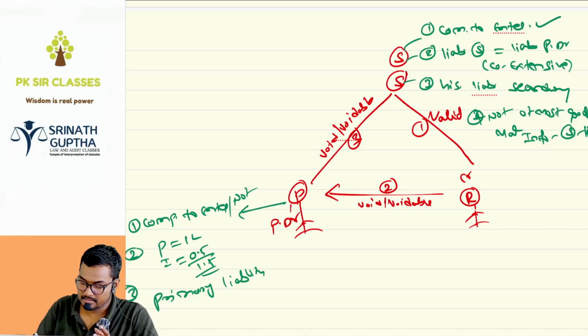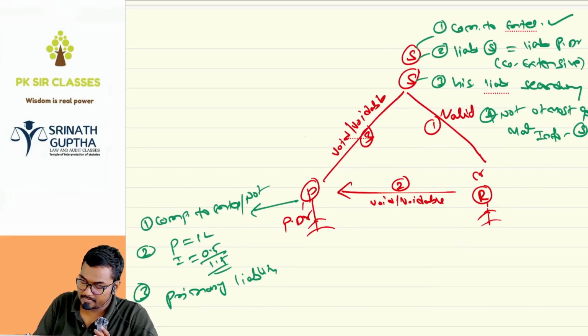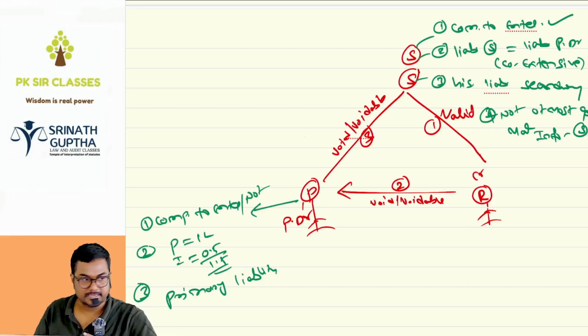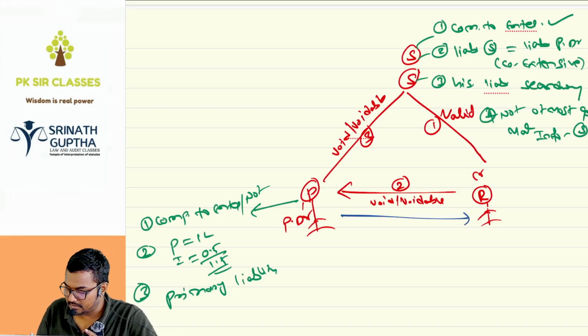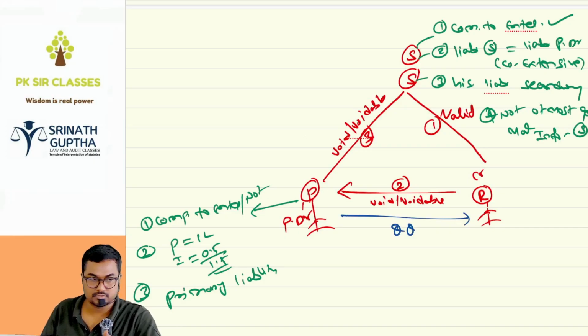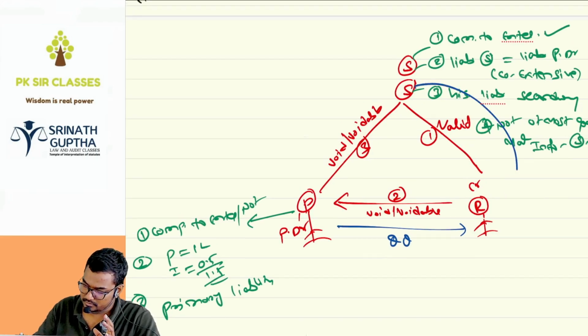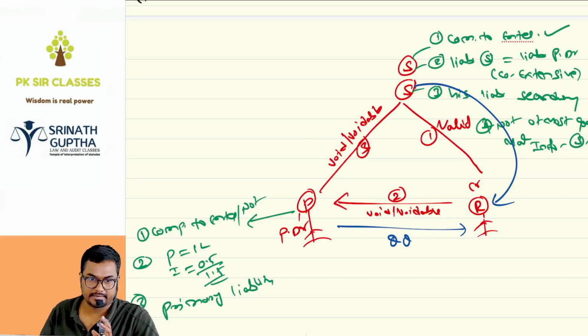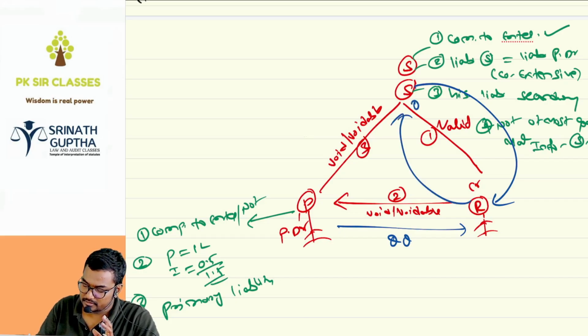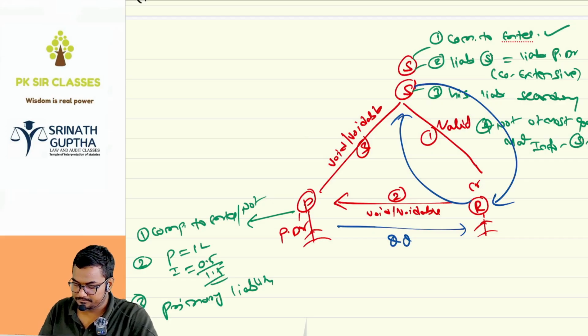Yes sir, no sir. See here, for example, Rakesh is giving 1 lakh rupees to the principal debtor, and the principal debtor also gives 2 gold rings to the creditor. Those are called securities. Then, if the principal debtor is unable to pay, the surety will make the payment to the creditor. Then the creditor has to give those securities to whom? The surety. Done?